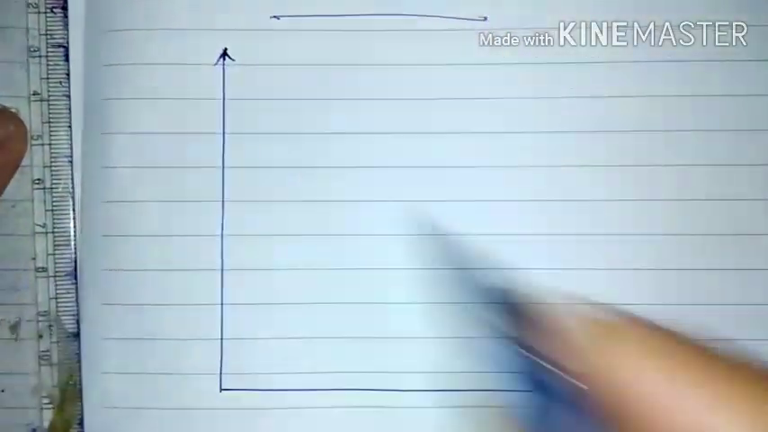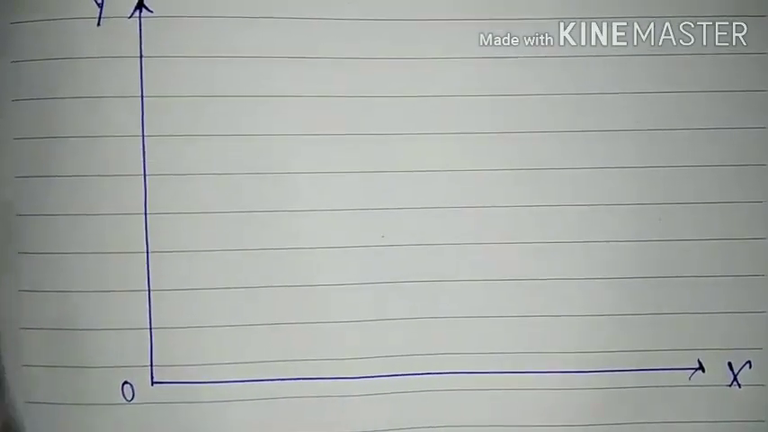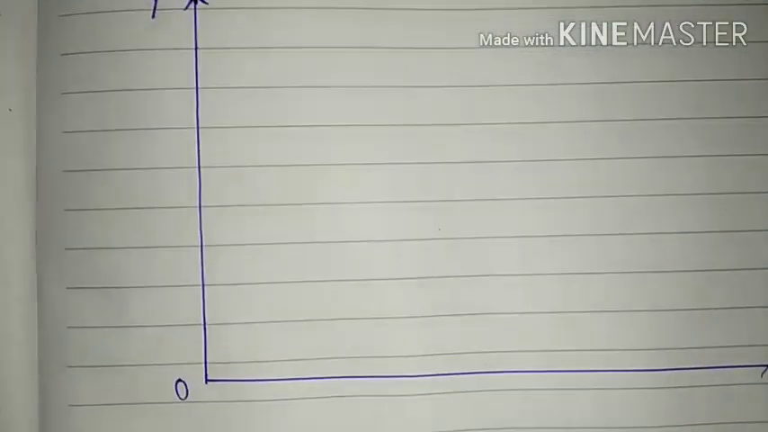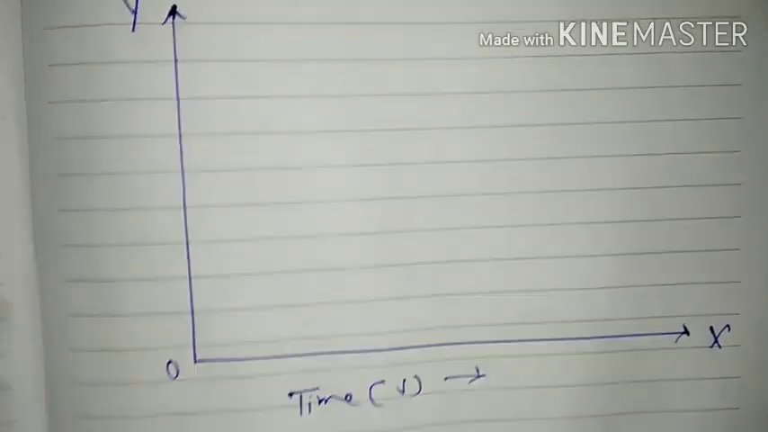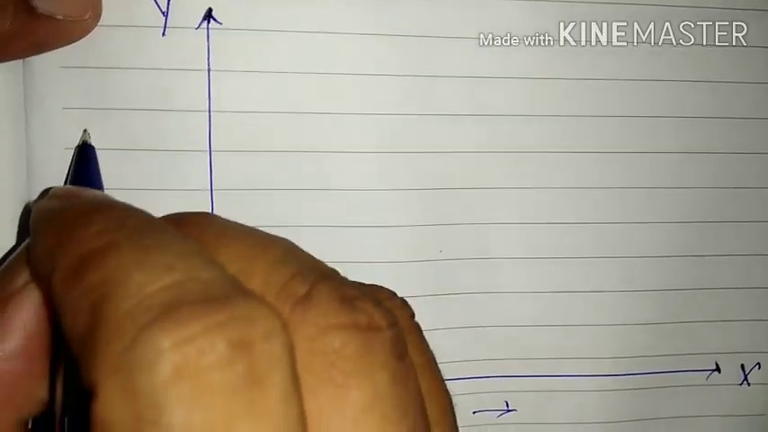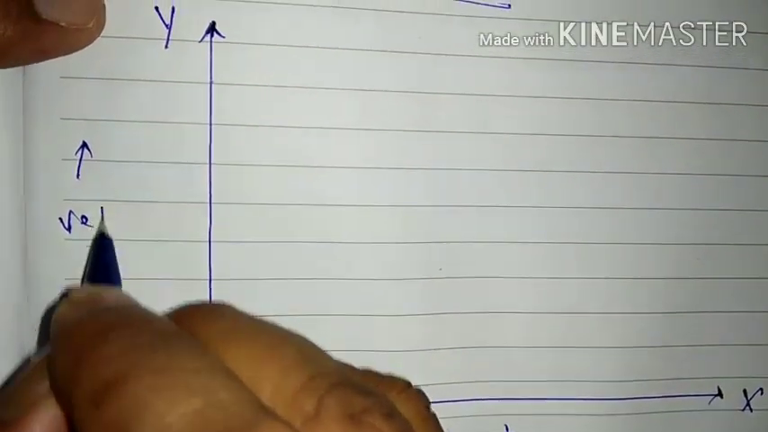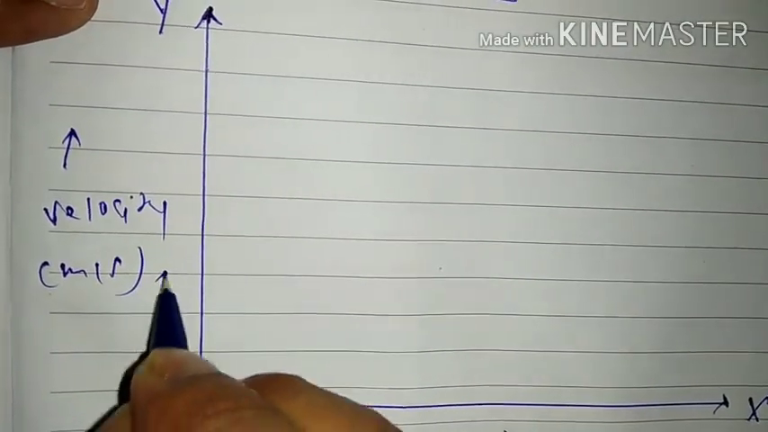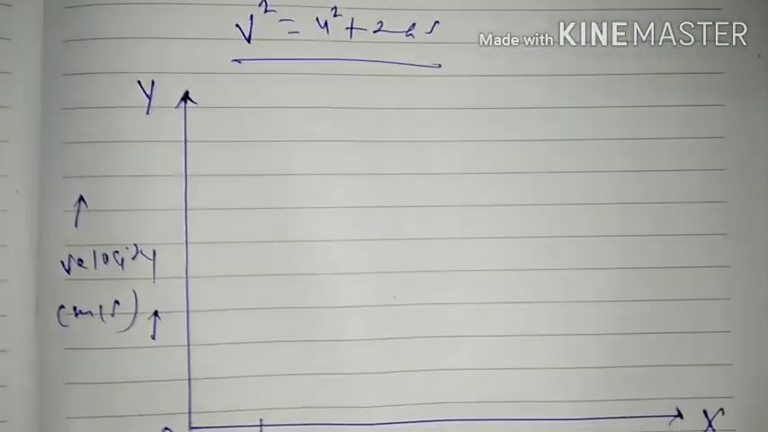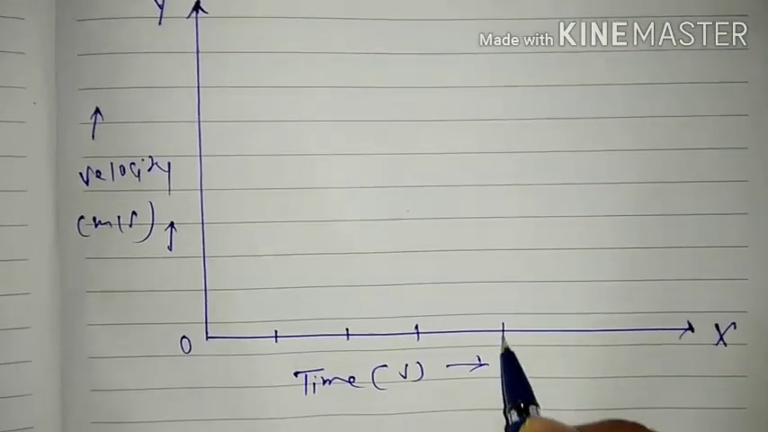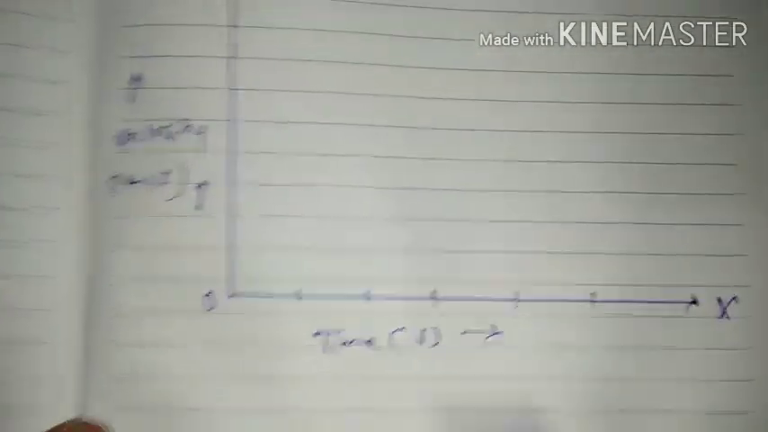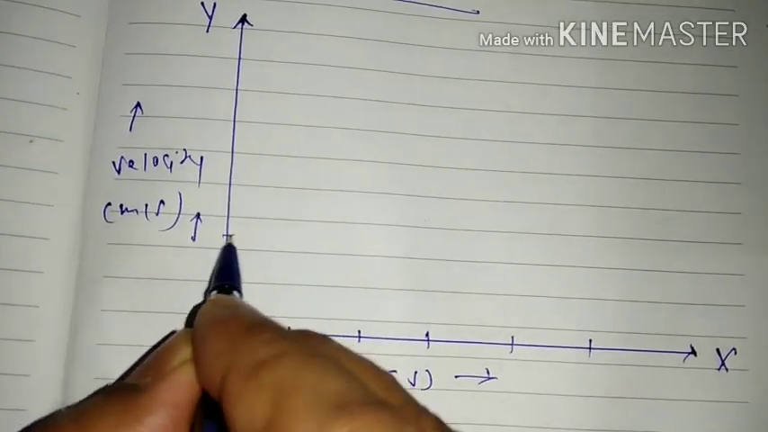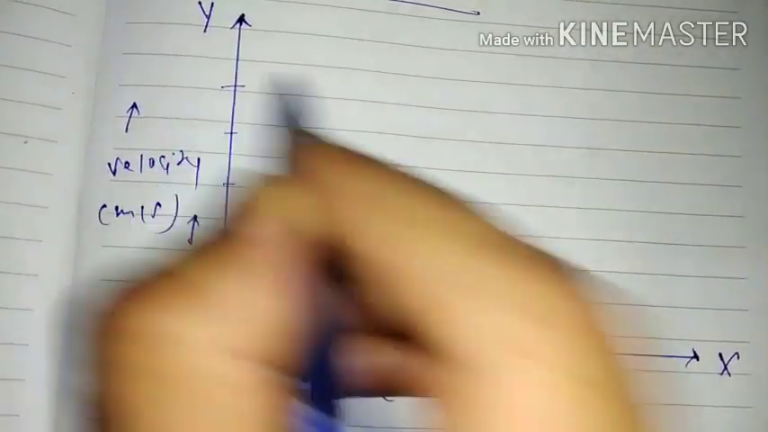Suppose this is the x-axis, this is the y-axis, and this is the origin. Along the x-axis, time is taken in seconds, and along the y-axis, velocity is taken in meters per second. We take equidistant points for our appropriate scale on both the x and y axes.